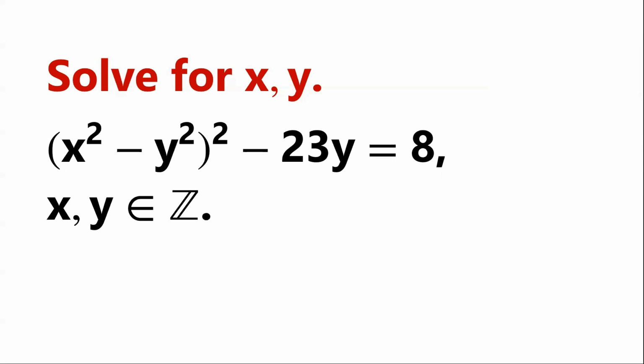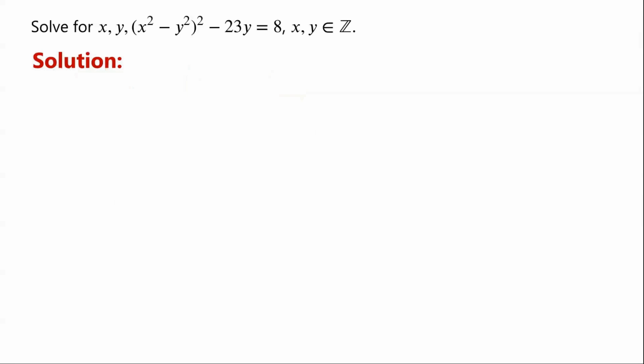Solve this equation, (x² − y²)² − 23y = 8, where x and y are integers. This is a Diophantine equation. There are two variables in one equation. How to solve this equation?